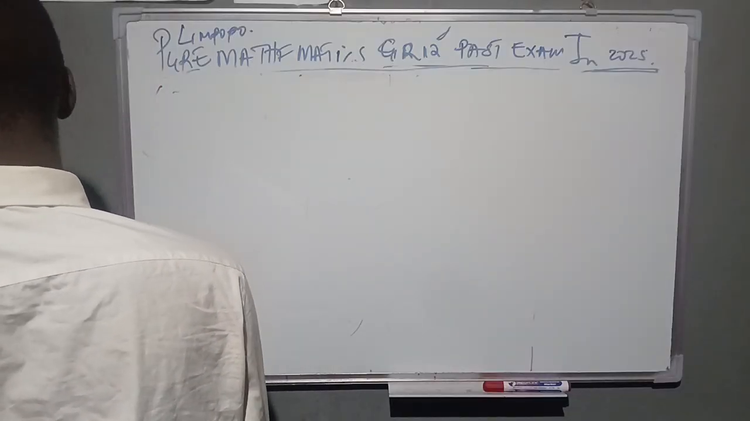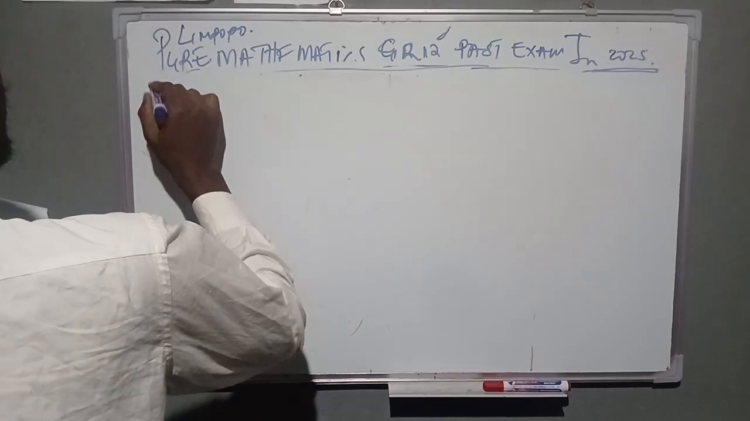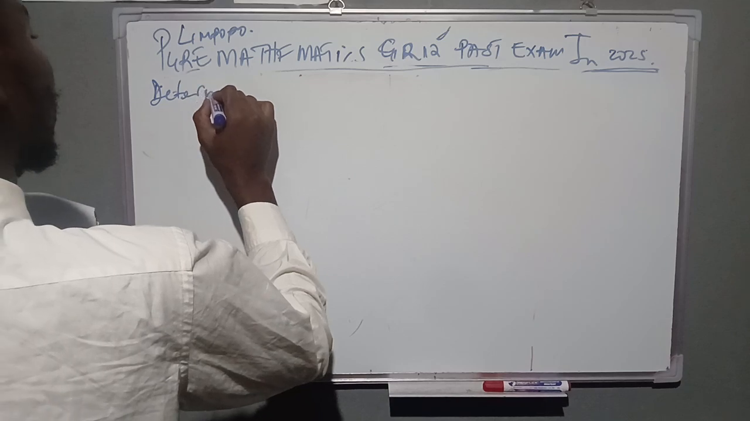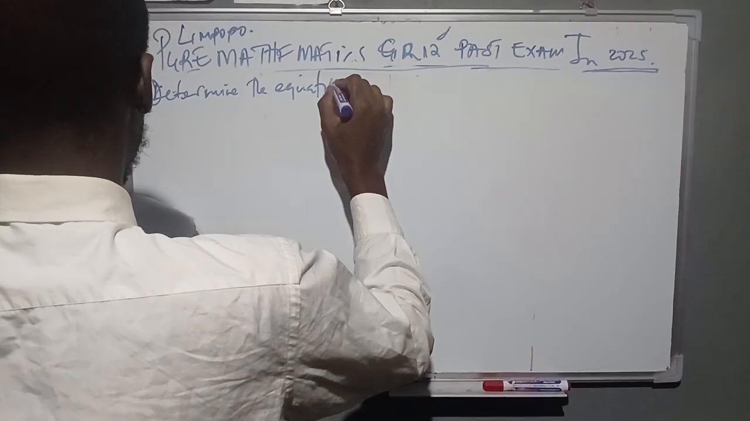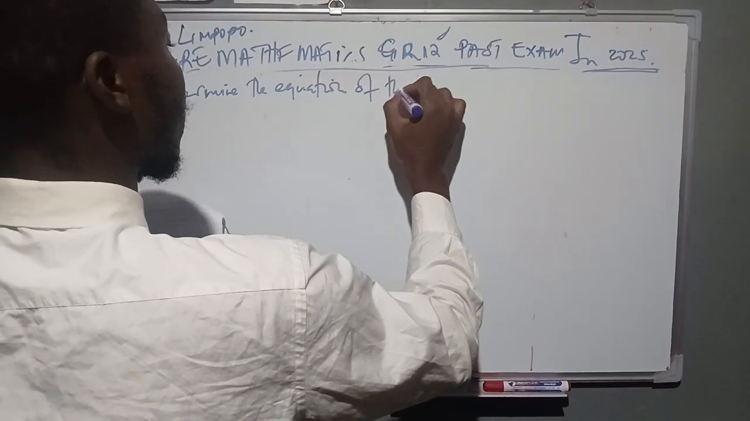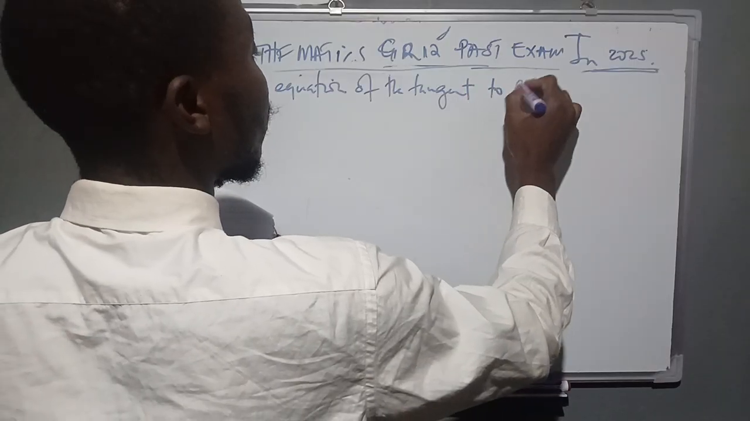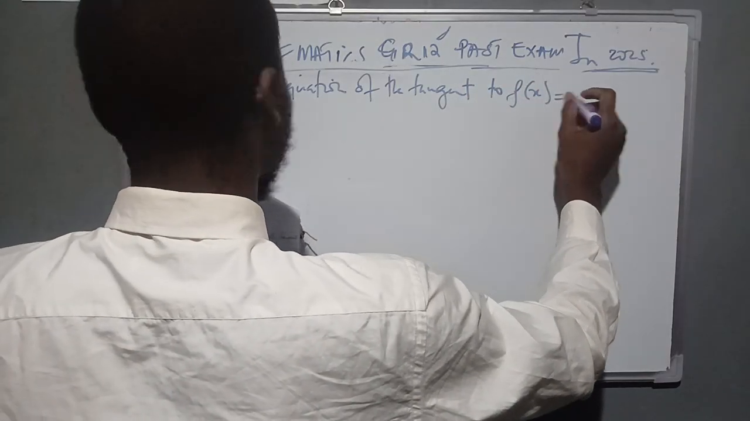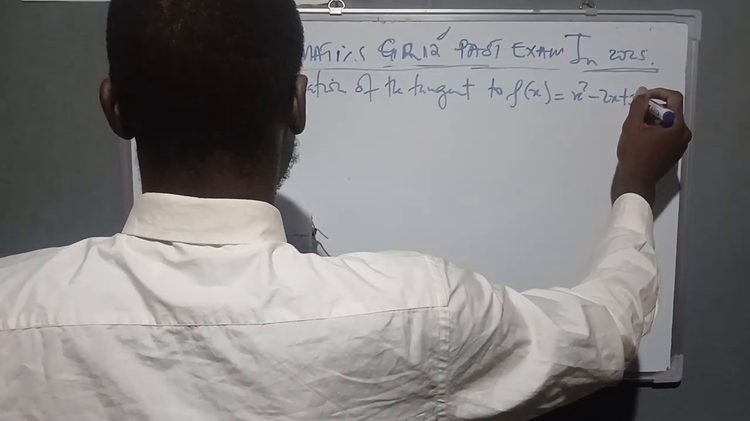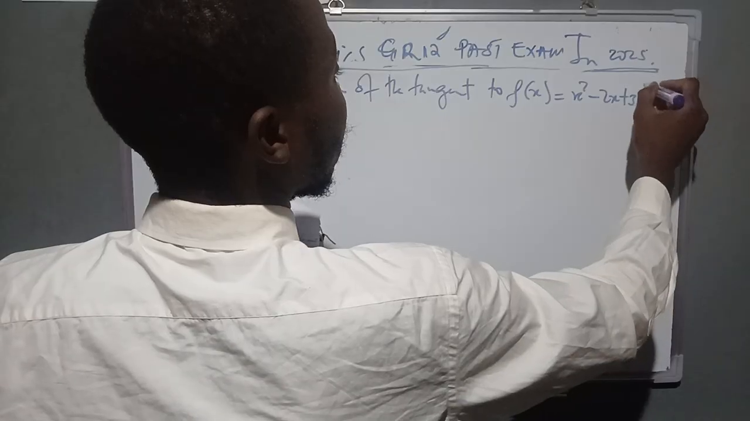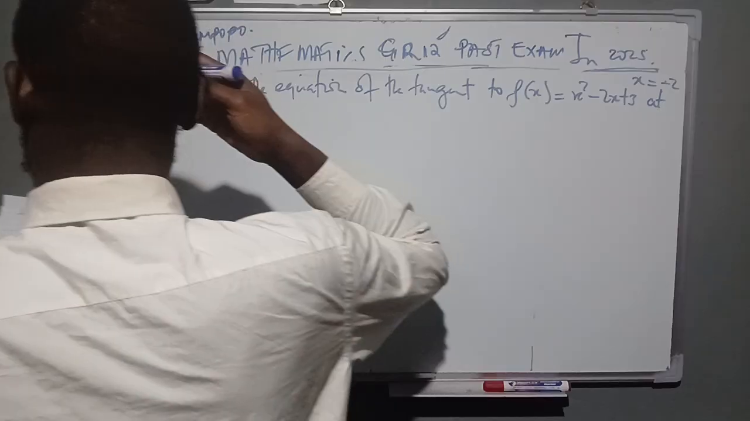Alright, so it is saying determine the equation. Determine the equation of the tangent to f of x equals x squared minus 2x plus 3 at x equals negative 2, right?